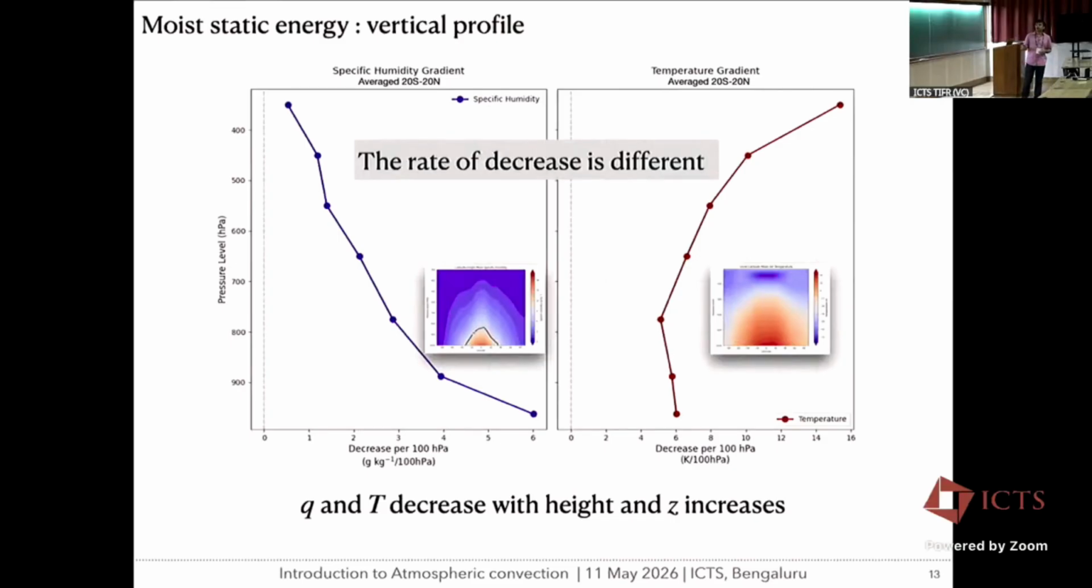And I used NCEP data, as I said, for this plot. And NCEP data gives us moisture fields only up to 300 hectopascal. So I do not have the line above 300 hectopascal for moisture, and so I kept the temperature up to that level as well.